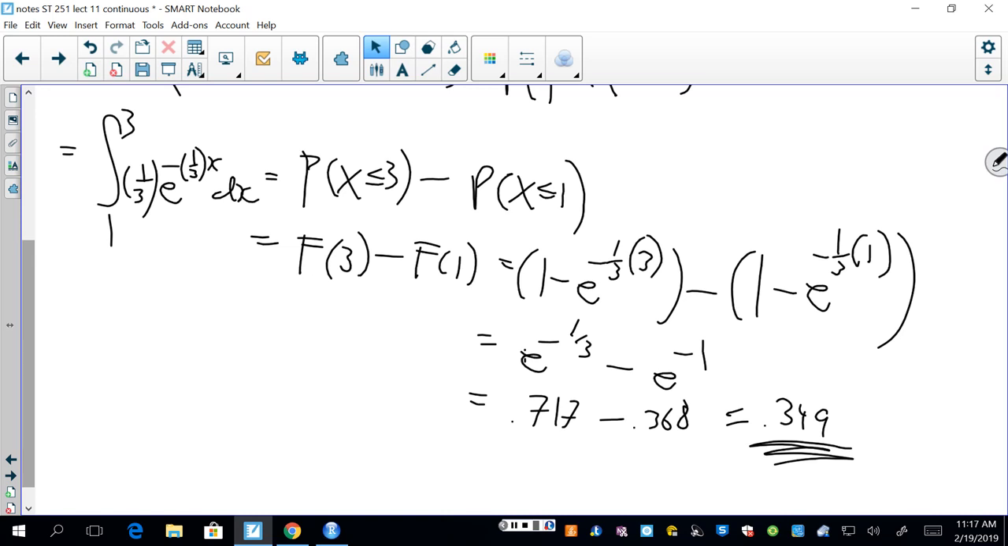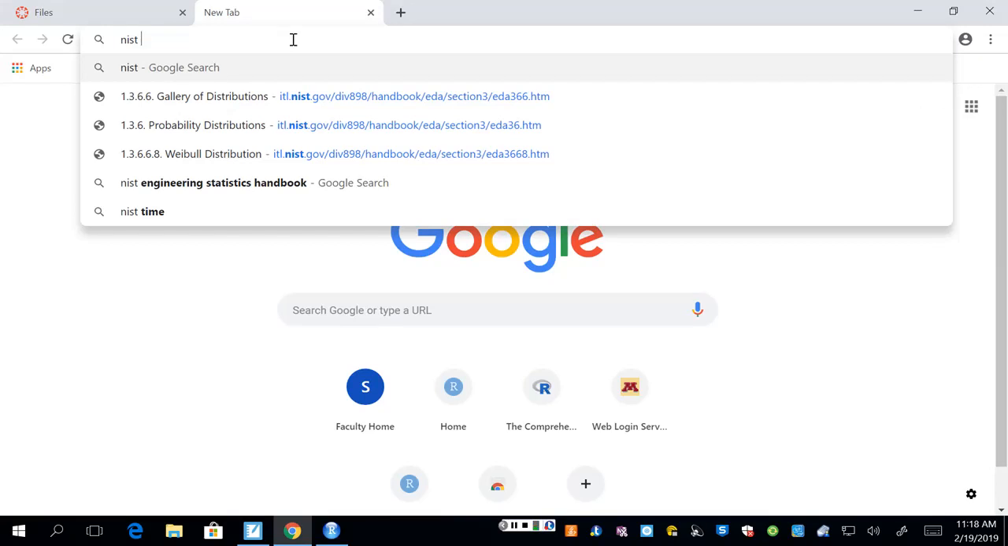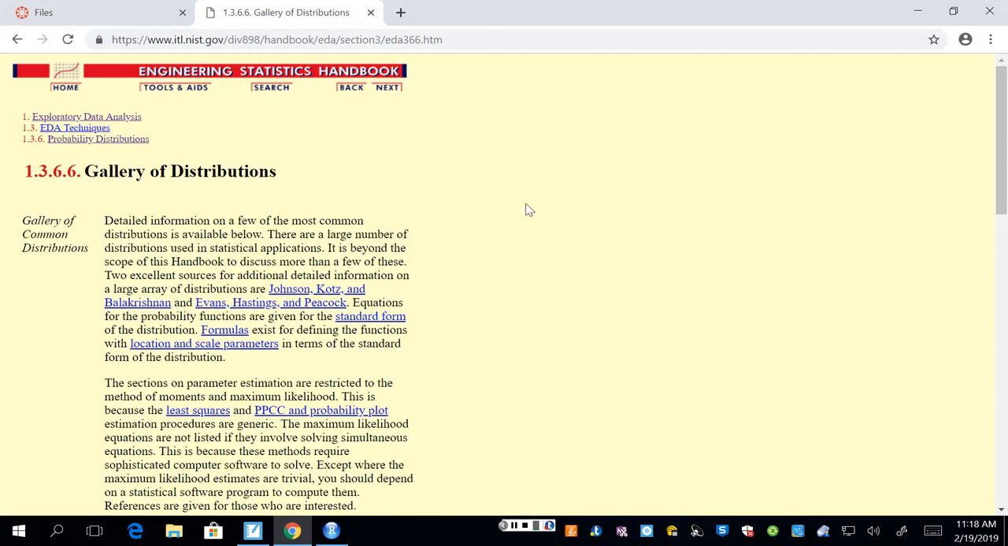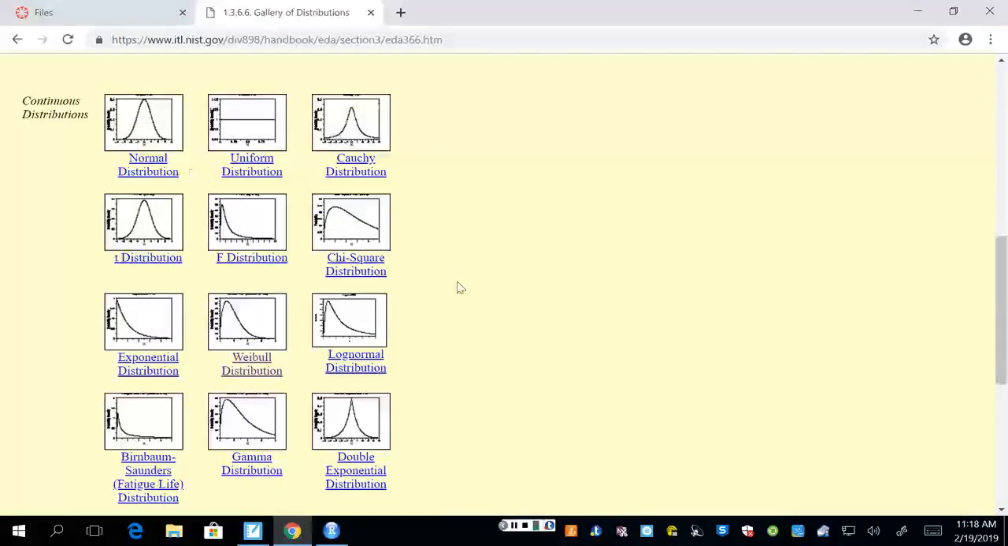Okay? So that's the type of thing that we'll be doing with continuous distributions. We'll look at some others. There are many different examples. We'll look for ones that are positive random variables. If you go to this NIST statistics gallery of distributions, that's here through the Engineering Statistics Handbook. These are all different types of continuous distributions that can be used for different things.